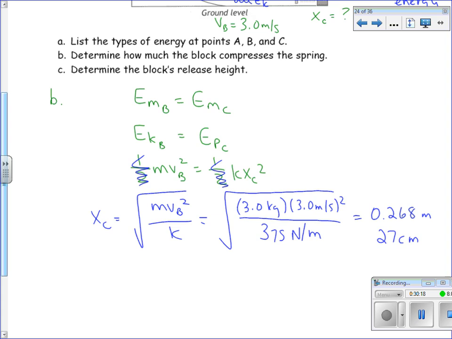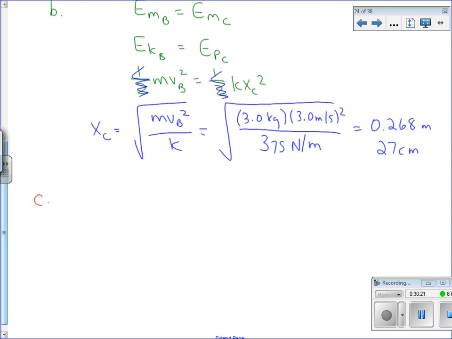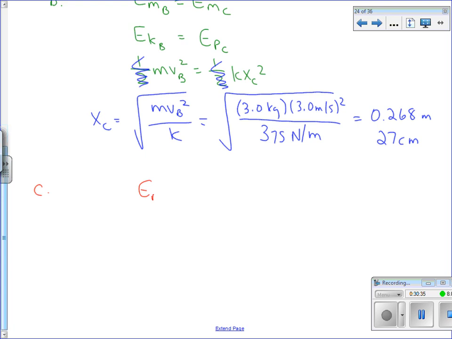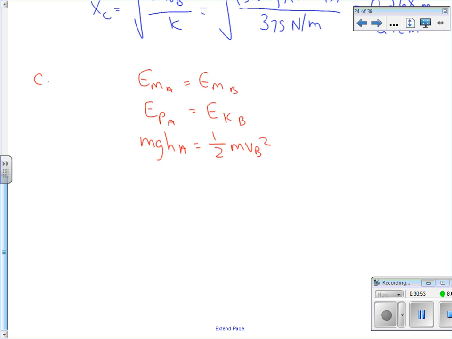For part C, we want to determine the block's release height. We can use any 2 points on this system to figure that out. Now, I would avoid using point C because if we made a mistake finding x, then we're going to compound that error. So we're going to look at A and B. The mechanical energy at A is equal to the mechanical energy at B. The mechanical energy at A is all gravitational potential, and at B, it's all kinetic. So m g h_A equals 1/2 m v_B squared. Again, masses can cancel, and the velocity at B is simply the square root of 2 times g times the height at A.